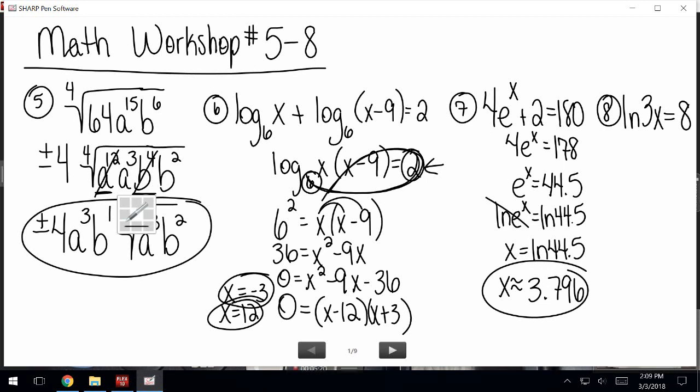All right, and last one on Math Workshop for today, number 8. There's nothing to get away from the natural log, so we're just going to do the base e to get the natural log away from the 3x. And if you do it to one side, you got to do it to the other. So those cancel, leaving you with 3x equals e to the 8th. Divide by 3.